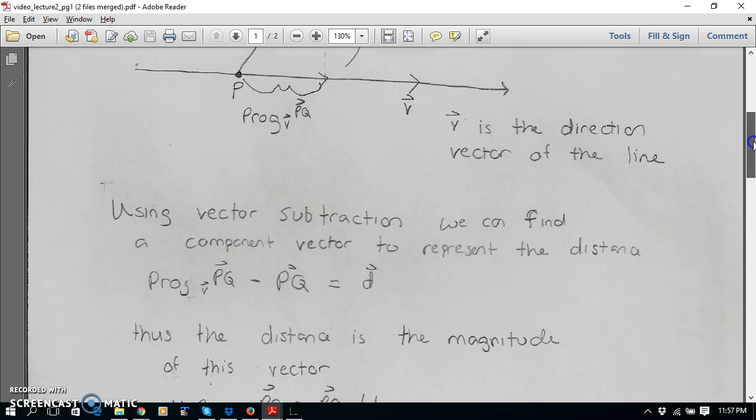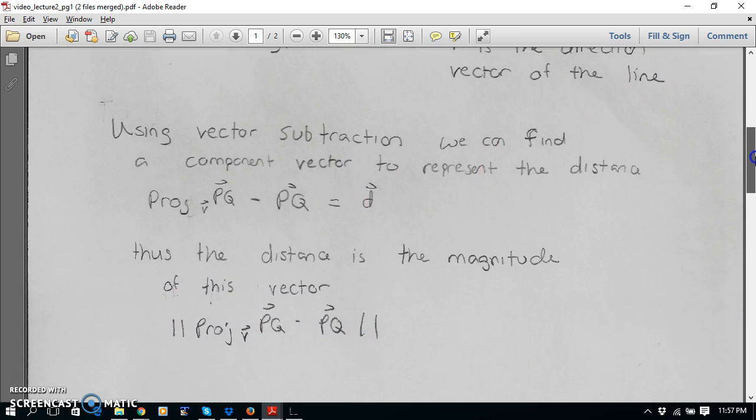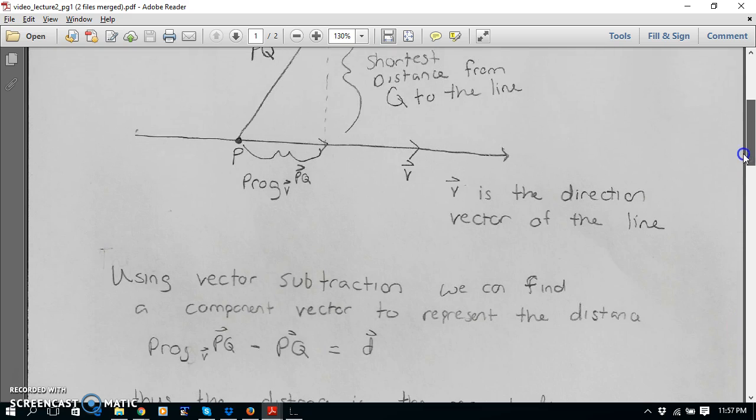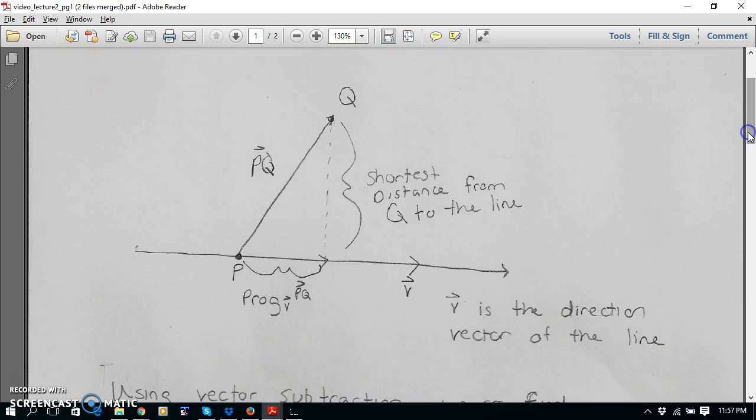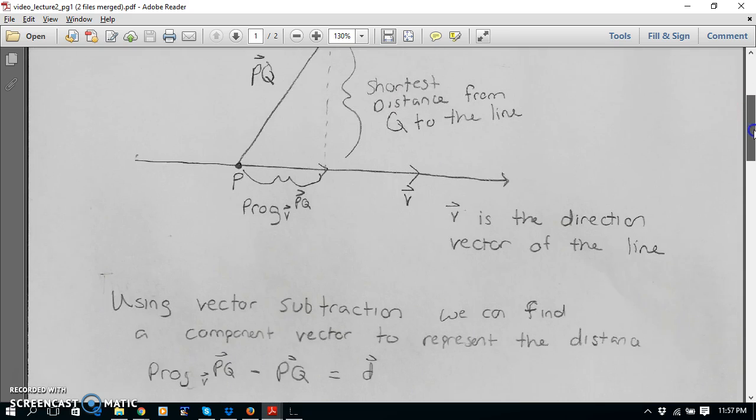So using vector subtraction, we can represent the distance, and thus the distance can be represented by the magnitude of the difference between those two vectors. This one was a little more complicated, not as intuitive as finding the planes. I think, again, remembering that we don't have a normal vector to help guide us, so we use the subtraction instead.